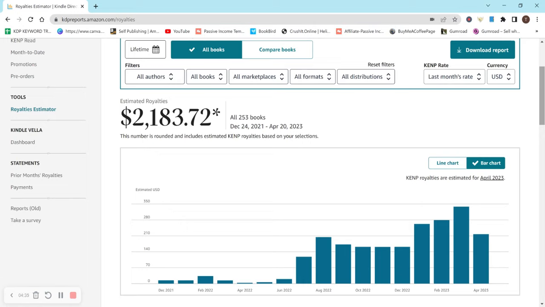And then in January, it went up to over 200 again. February went up to almost 280, I think it was 279. Last month in March 2023, I made over $300 a month.